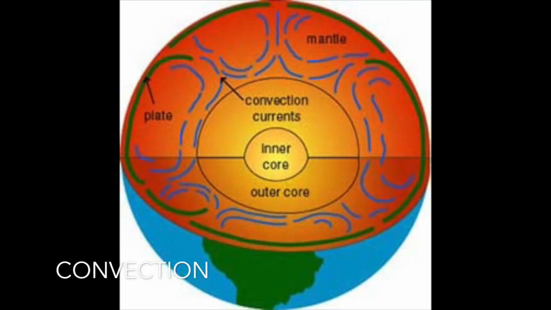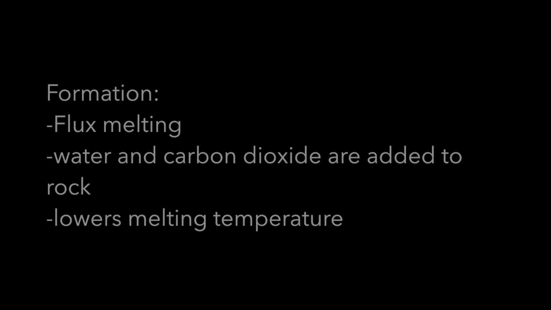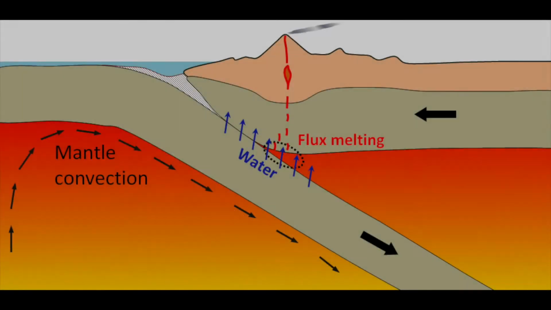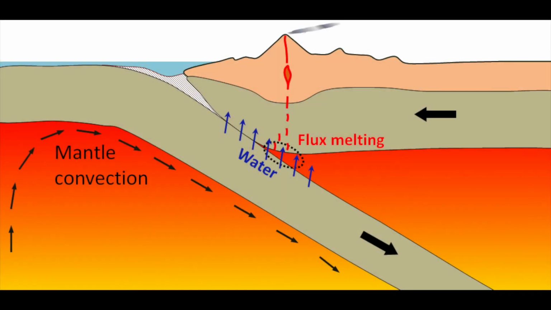Then magma will enter a process of convection, where less dense material rises and more dense material sinks. Magma is also created through flux melting, which occurs when water and carbon dioxide are added to rock. Then, the rock is able to melt at lower temperatures, which creates magma.